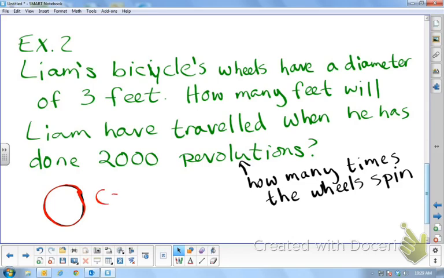So we had two formulas for circumference: 2 r pi, and d times pi. Which one should we use? D times pi, because they gave us diameter. So diameter is 3, and diameter times pi is 3 times pi. So 3 pi.